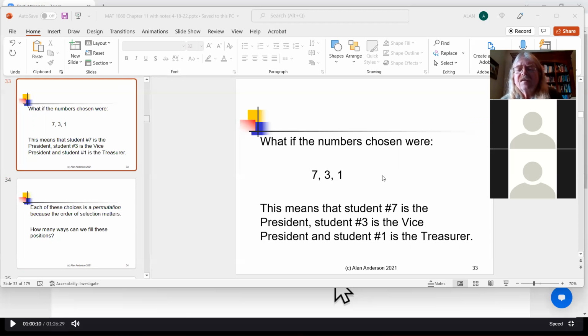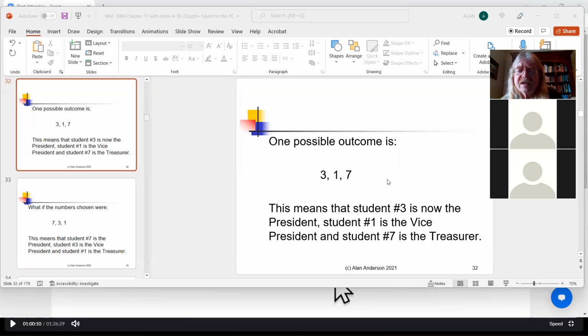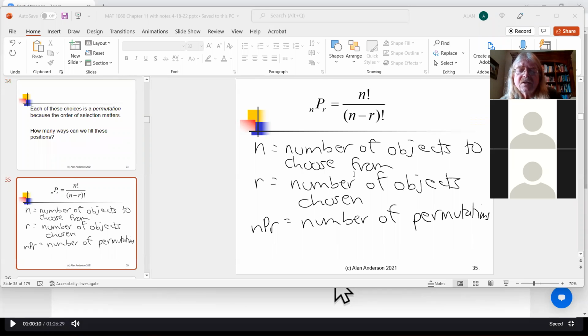So in spite of the fact that they're the same 3 numbers, we would define these as 2 different permutations because of the fact that the order matters. So it's both the numbers that we've chosen and the order that determine each permutation. How many permutations are there?